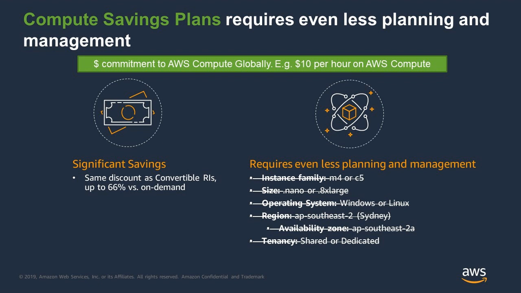But you can see that every single matching requirement is now gone. This means that really you're committing to a number of dollars on AWS Compute globally. For example, it's $10 per hour on AWS Compute. If you commit to that, you get a discount. One additional difference about Compute Savings Plans to EC2 Savings Plans is that it also applies to Fargate as well, whereas EC2 Savings Plans applies to EC2, EKS, and ECS.